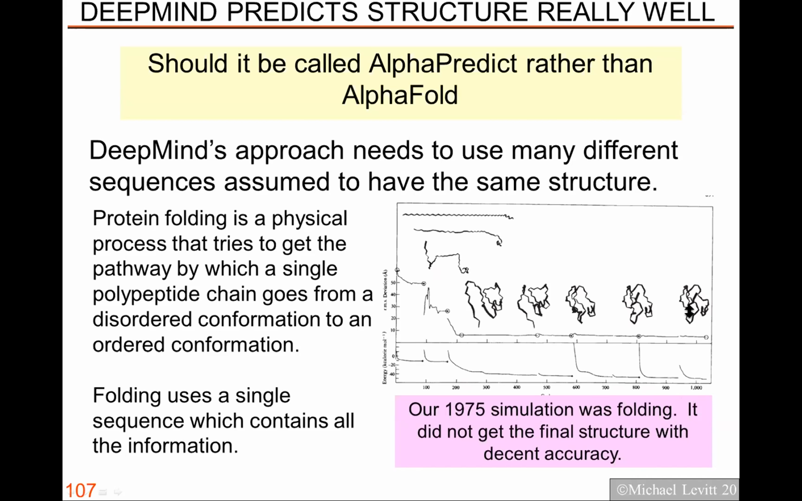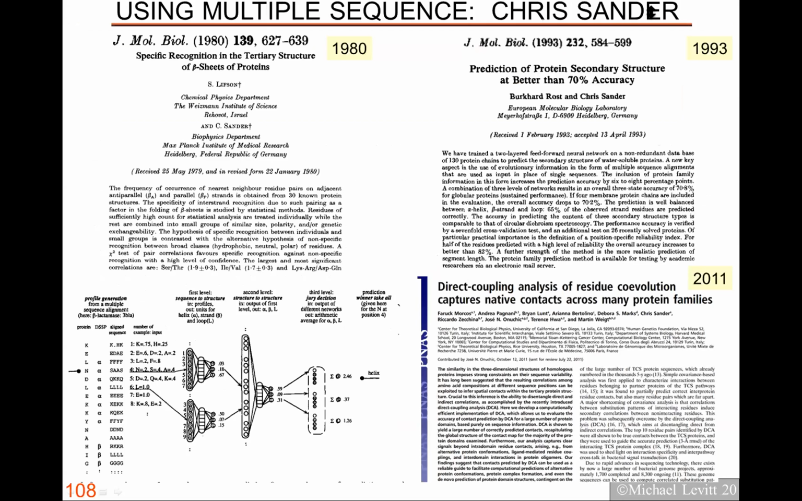Okay, so basically, I would say that one person who's contributed most to the science behind DeepMind is Chris Sander. In 1977, Chris Sander actually came to do a postdoc in Israel with Shneur Lifson, continuing the Lifson tradition. With Shneur Lifson, he published this paper in 1980 where they were looking for specific recognition between amino acids in protein tertiary structure. This ended up being something that was very, very hard to find.